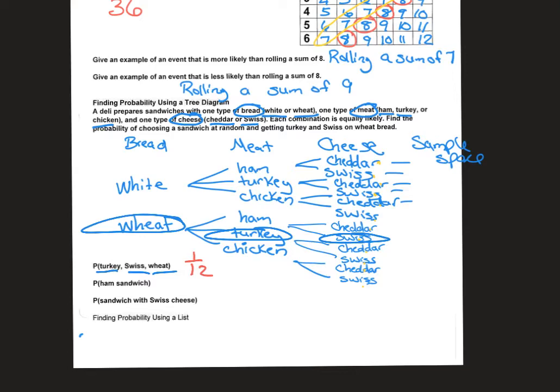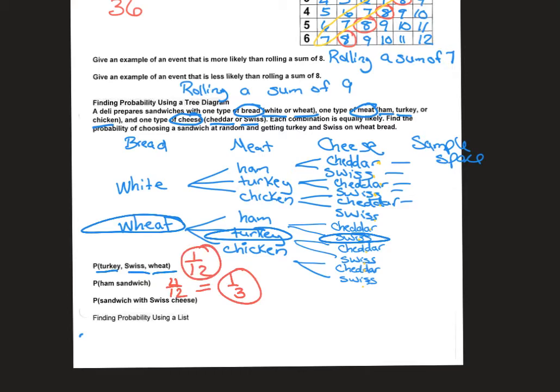Now ham is going to be ham with cheddar and Swiss, and down here ham with cheddar and Swiss. So we could have wheat, ham, cheddar, wheat, ham, Swiss. We could have white ham, cheddar, and white ham, Swiss. So there's actually 4 sandwiches that have ham. So 4 out of 12, or if we simplify that, we get 1/3.